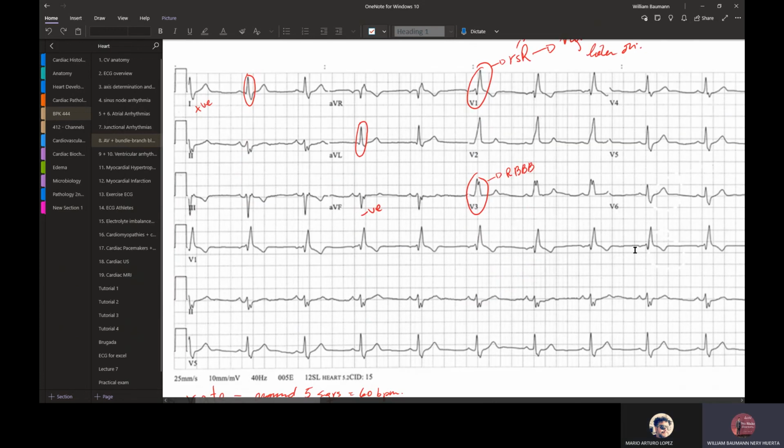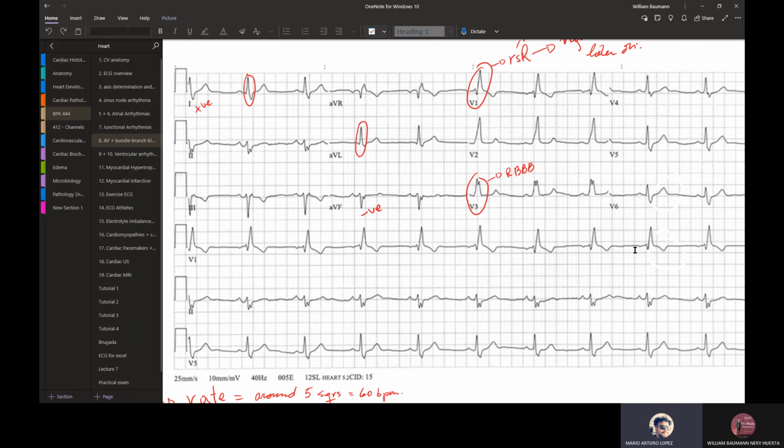Why don't you do this one? Look for the mean electrical axis first. Okay, AVF is negative. Lead one is positive. So that means that it is the first quadrant, right? Yeah. What does that make you look for if it's on the first quadrant? Hemi blocks? Which one? I'm not sure. The left anterior. Oh yes, left anterior. So how do you look for that?